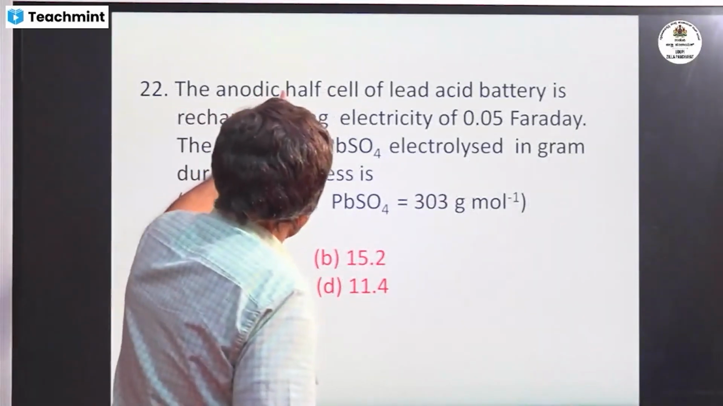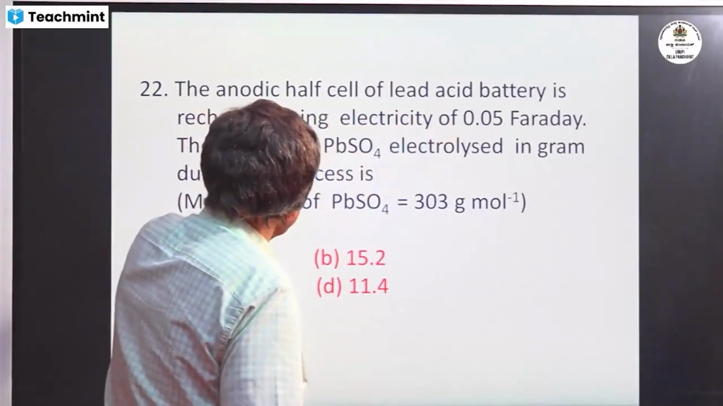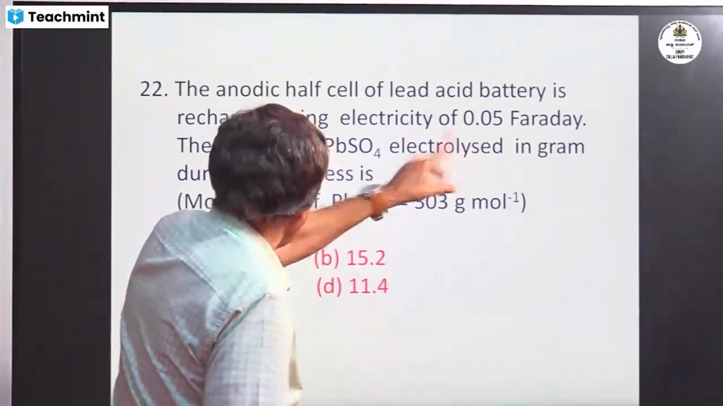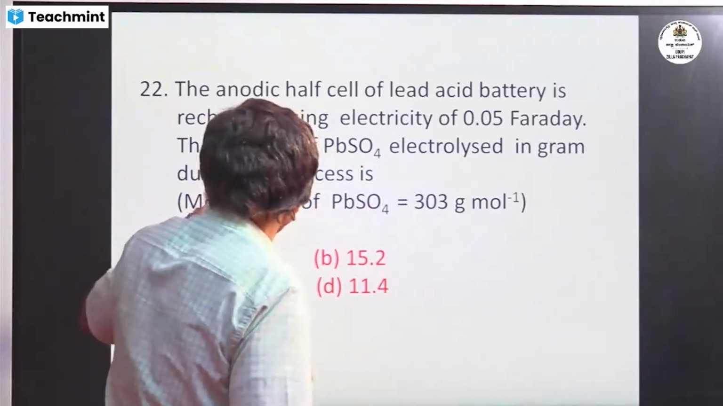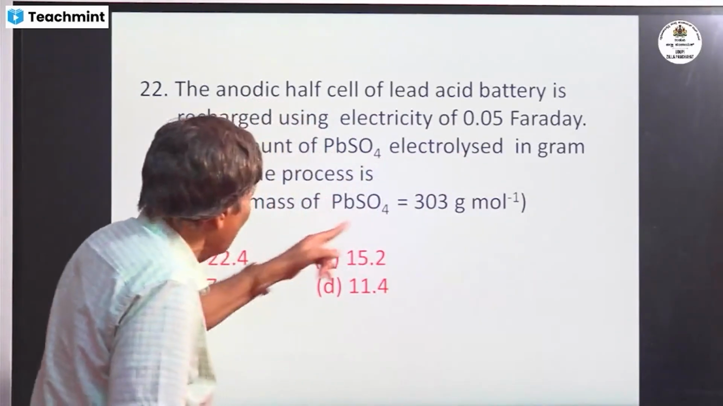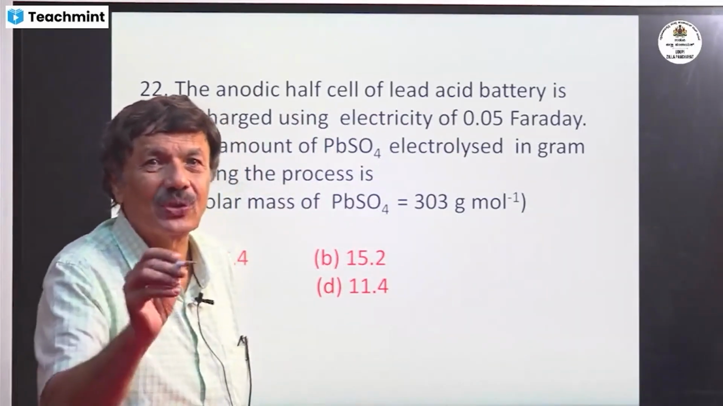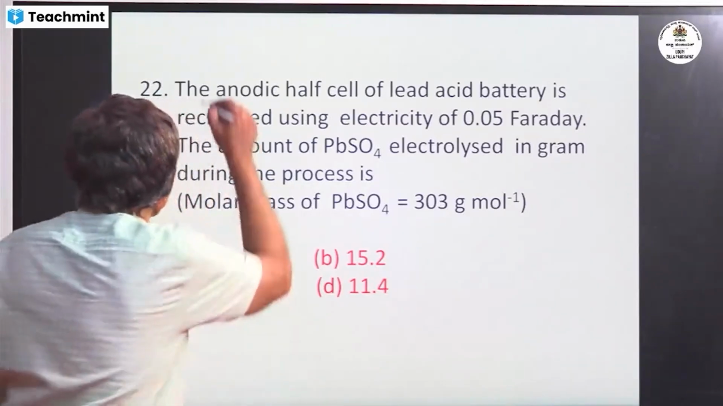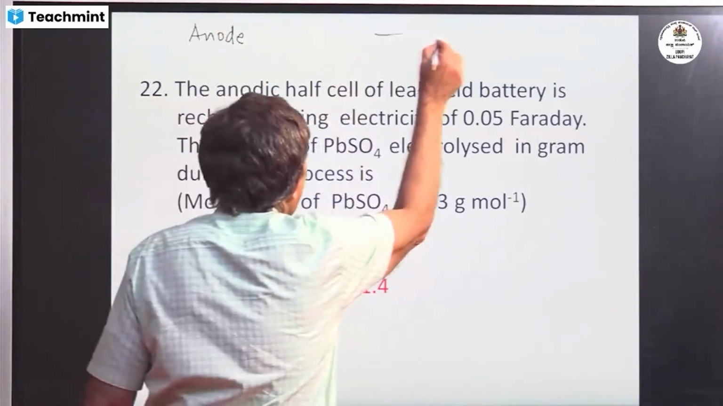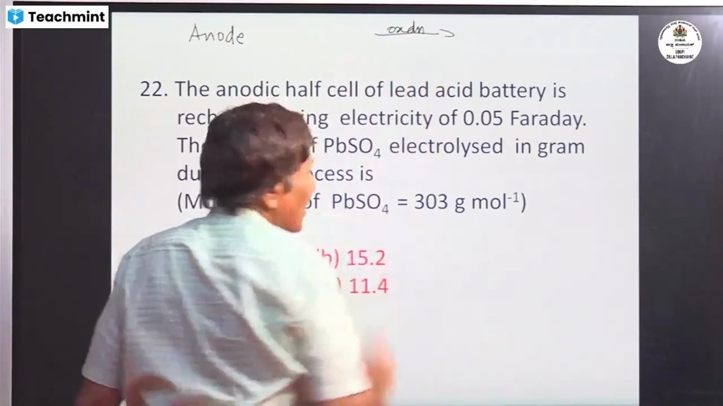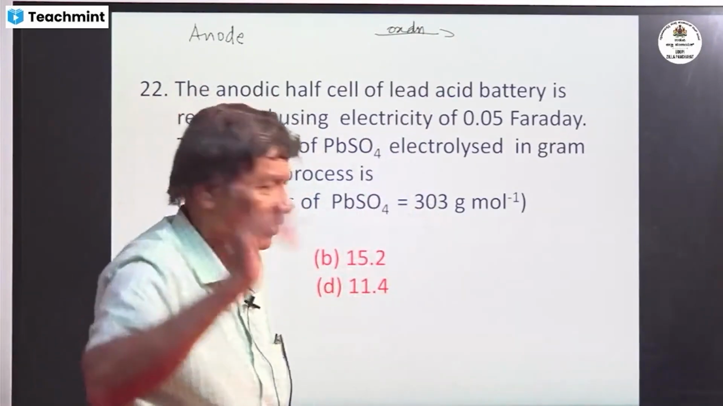The anodic half cell reaction of lead acid battery is recharged using electricity of 0.05 Faraday. The amount of PbSO4 electrolyzed in gram during the process is, molar mass given. Let me write the reactions of the lead storage battery. At anode, what happens? Which reaction takes place? Oxidation. So don't bother about the charge. Where the oxidation takes place is anode. Anode is loss of electron.